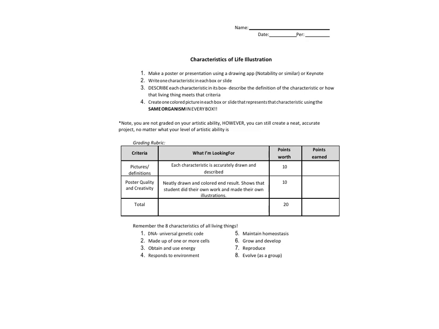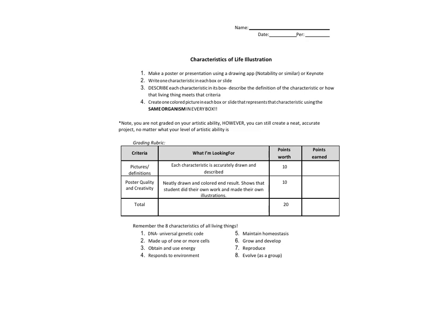Describe each characteristic in the box. You can either describe the definition. So for example, DNA is the universal genetic code of all living things. You could write that definition of DNA, or you're looking at step 4 here.